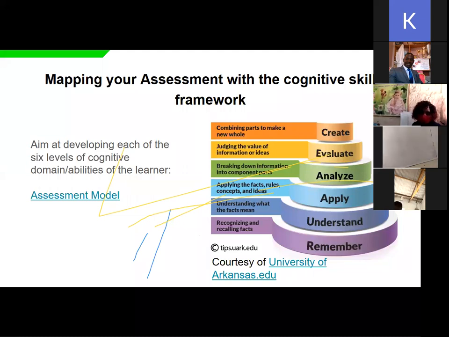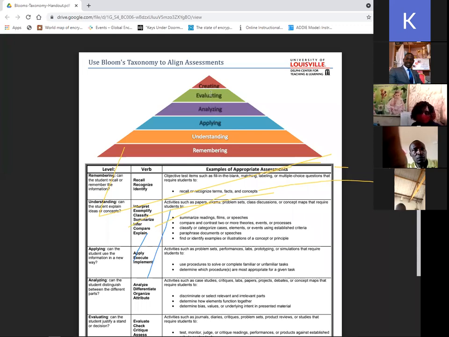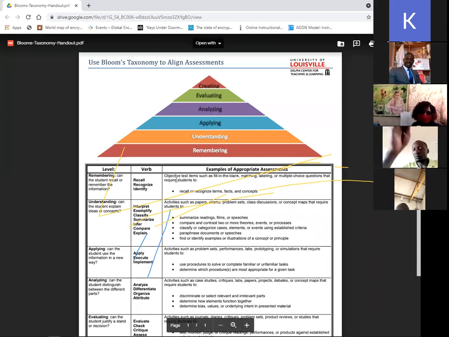So let me show you what I mean when you're mapping all these assessments to the Bloom's taxonomy framework. So for instance, remember when you are looking at the Bloom's taxonomy, we said the lower levels are remembering, understanding, then the upper level starts on applying, analyzing, evaluation, and creating cognitive skills.